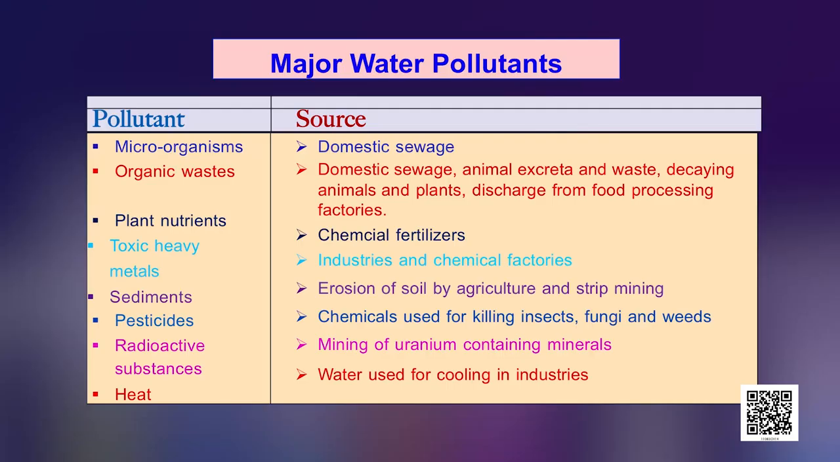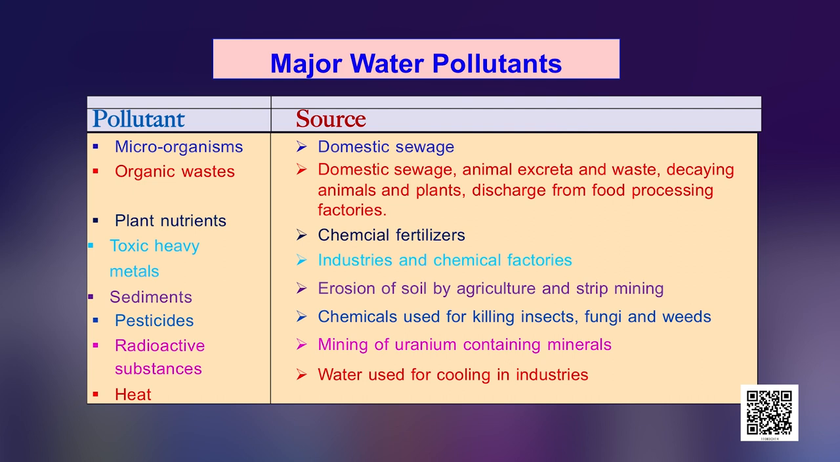Here you can see in the table that major water pollutants have been listed along with their sources. For example, microorganisms and organic waste originate from domestic sewage, animal excreta and waste, decaying animals and plants, and also from discharge from the food processing industries and factories. Then there are plant nutrients, which originate from chemical fertilizers. Similarly, toxic heavy metals enter the water from industries and chemical factories, causing its pollution. Then sediments arise from the erosion of soil by agriculture and strip mining.